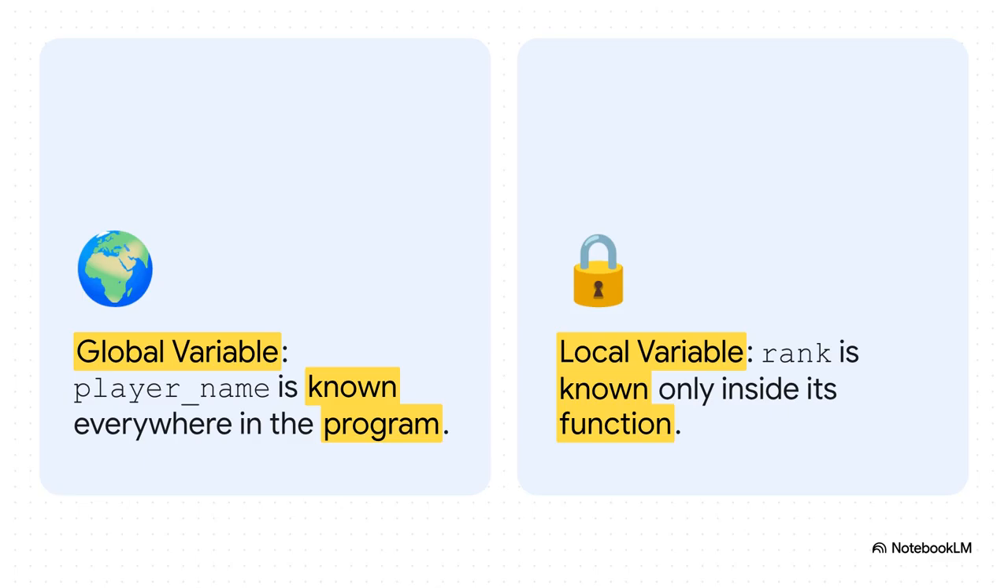A global variable, like this player name equals Alucard, is out in the open. The entire program, every single part of it, knows who Alucard is. But a local variable, like rank equals Mythic Glory, gets created inside a function. It only exists in there. The rest of the program has no idea what that rank is. It's like a secret that's kept inside that one little piece of code.